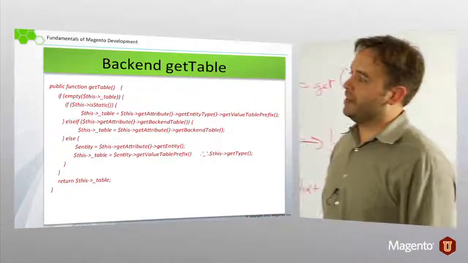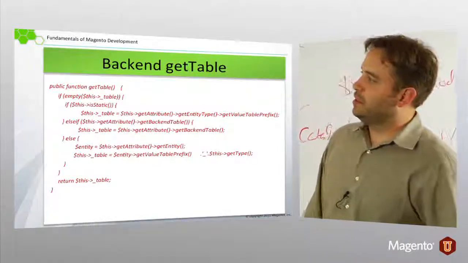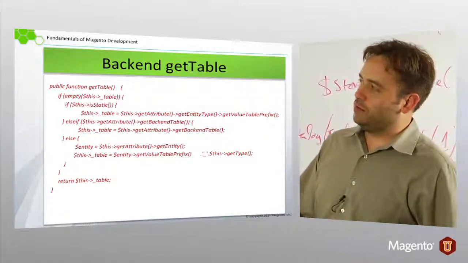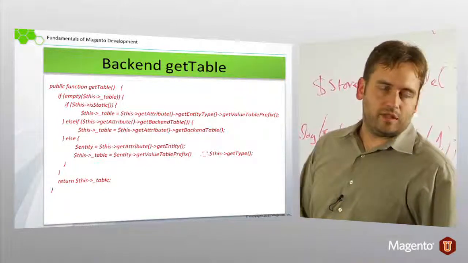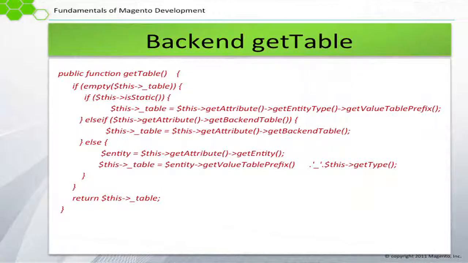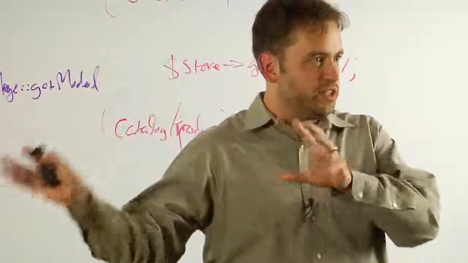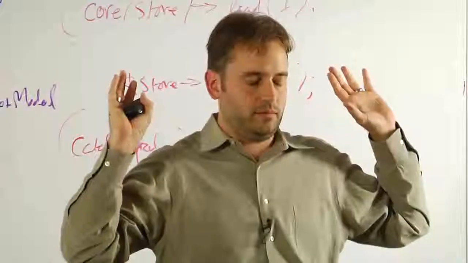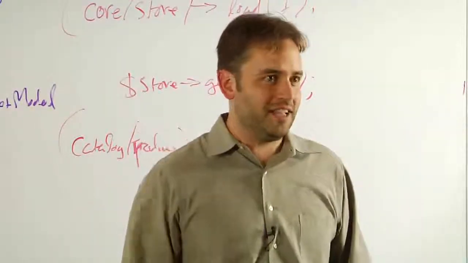Now, there's this backend get table. This is how this actually maps out here. It gives us our product, or our entity type, and then adds an underscore, and then int or decimal, datetime, etc. I know this is a lot of information, and that's a whole lot of stuff.